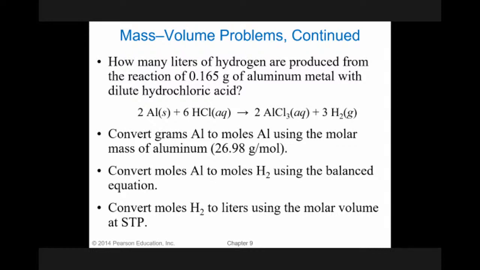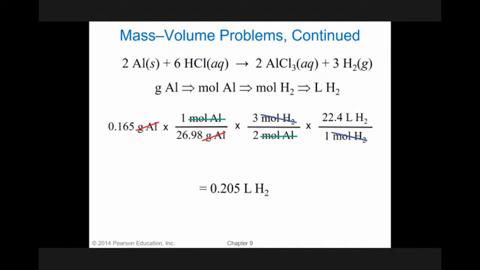STP. All right, that should be a flashback right away. All right, so now, here's the setup. Here's the equation balanced nicely. So here's the setup now. We're going to change the 0.165 gram, which is 3 significant digits.